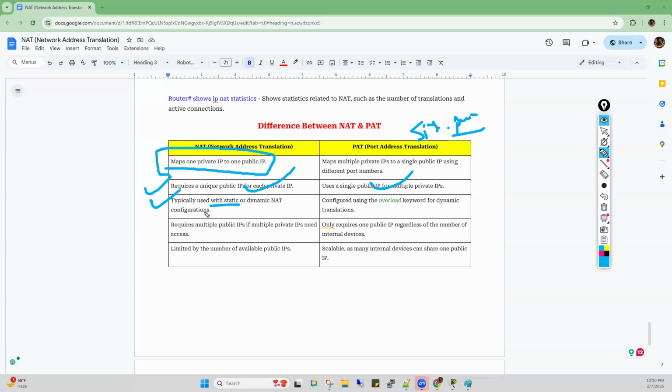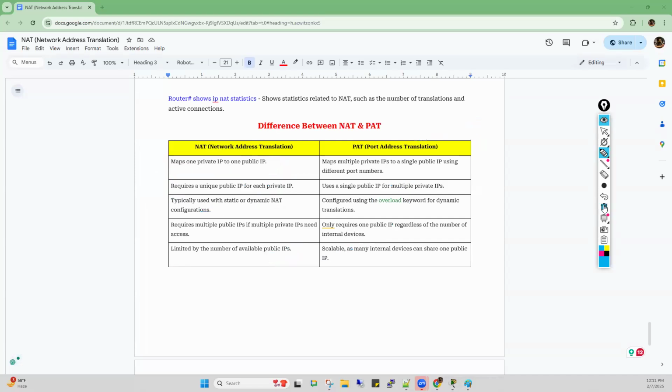Used with static or dynamic. Yes. If you want to use NAT, you can use either static NAT or dynamic NAT. Clear? Yes or no? But if you are going to use PAT, what do you need to do? I told you, you need to run only the overload command. That's all. Clear? NAT is limited by the number of addresses. Yes, this is very limited, and nowadays we are using PAT, guys. So basically this is all about NAT.